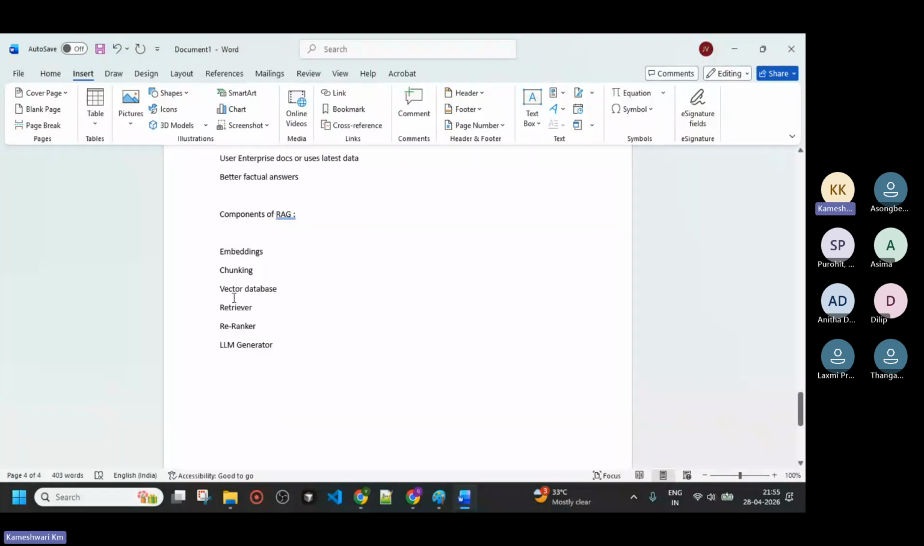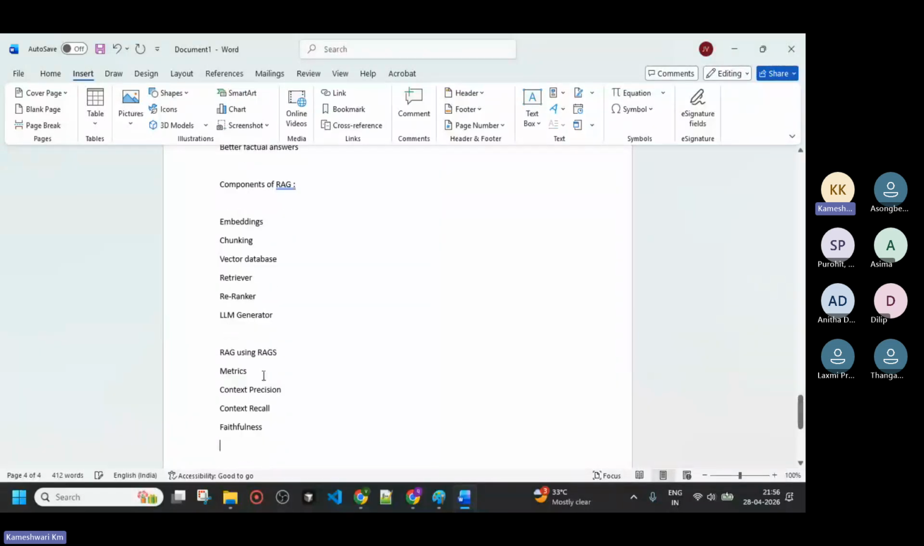Okay. So RAG using RAGas. You already know where exactly we are using RAGas, where the metrics are important. As I already told, the metrics are context precision, context recall, faithfulness, and answer relevancy. These are the four metrics we are going to see with RAGas.